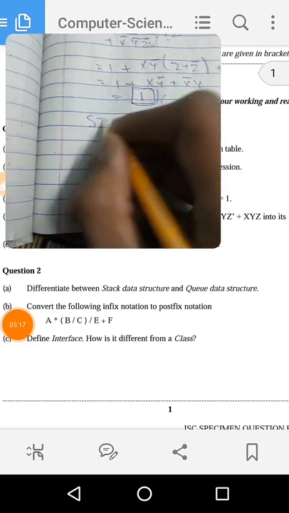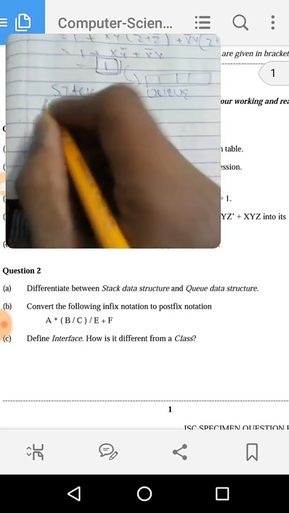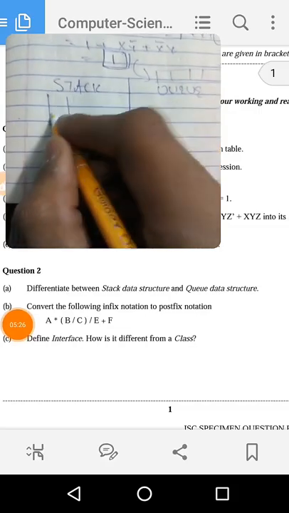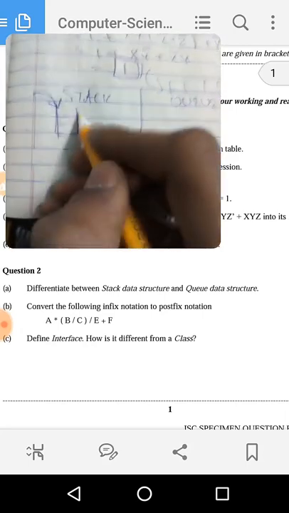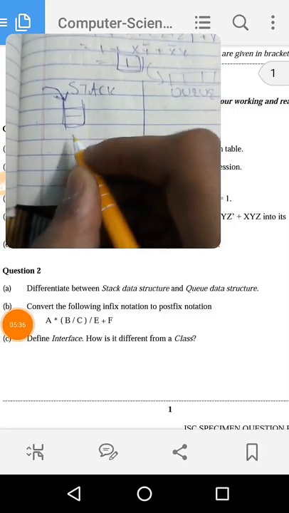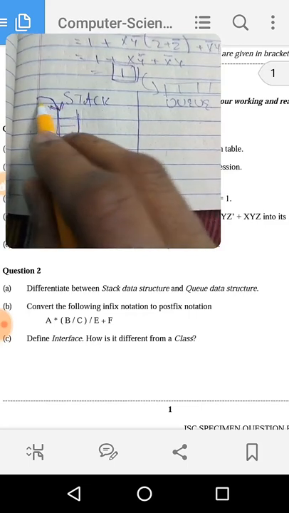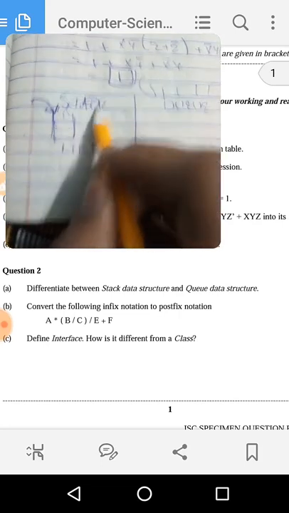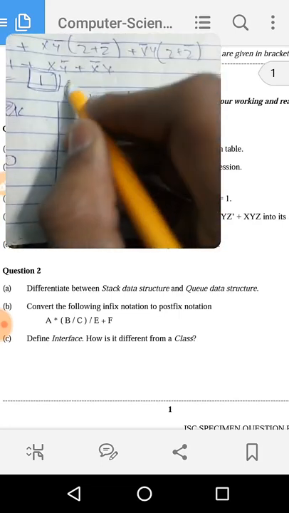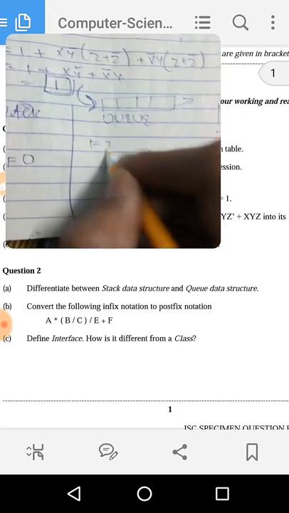Let me make this clear to you. This is a stack, this is a queue. Suppose this is a stack; we're going to put things, data types, in it. It works on the principle of last in first out, that is LIFO. The data which goes in first will come out last, and the data which goes in last will come out first. And in a queue, the data given first will come out first, so this works on the principle of first in first out. That's the major difference.